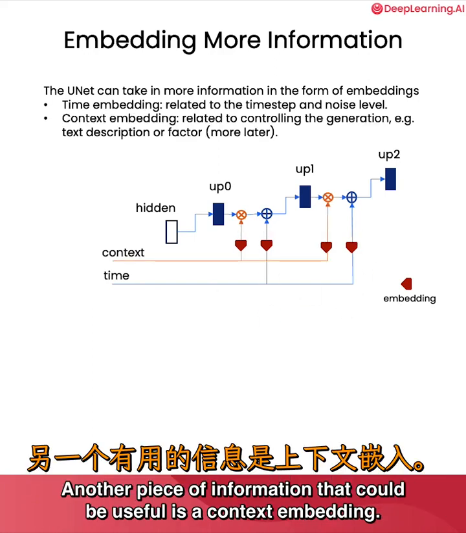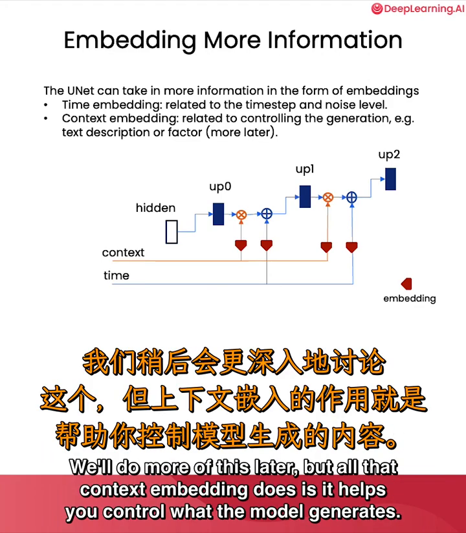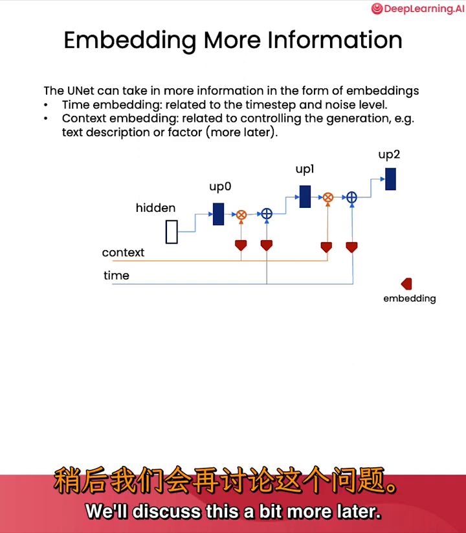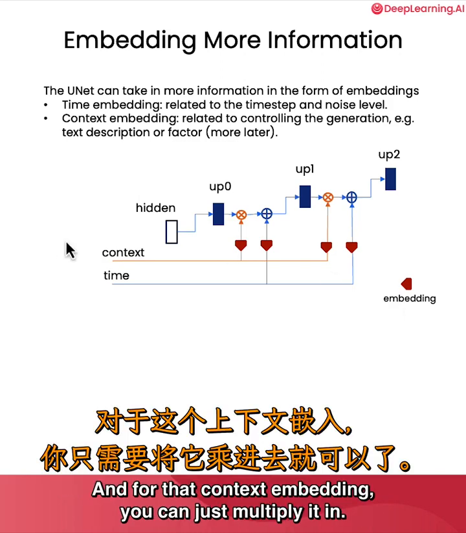Another piece of information that could be useful is a context embedding. We'll do more of this later, but all that context embedding does is it helps you control what the model generates. For example, a text description, like you really want it to be Bob, or some kind of factor like it needs to be a certain color. We'll discuss this a bit more later. And for that context embedding, you can just multiply it in.